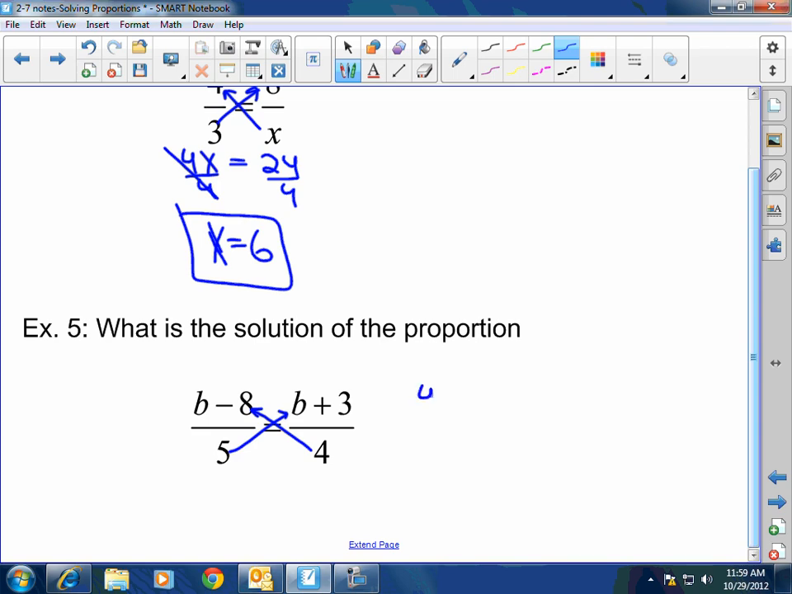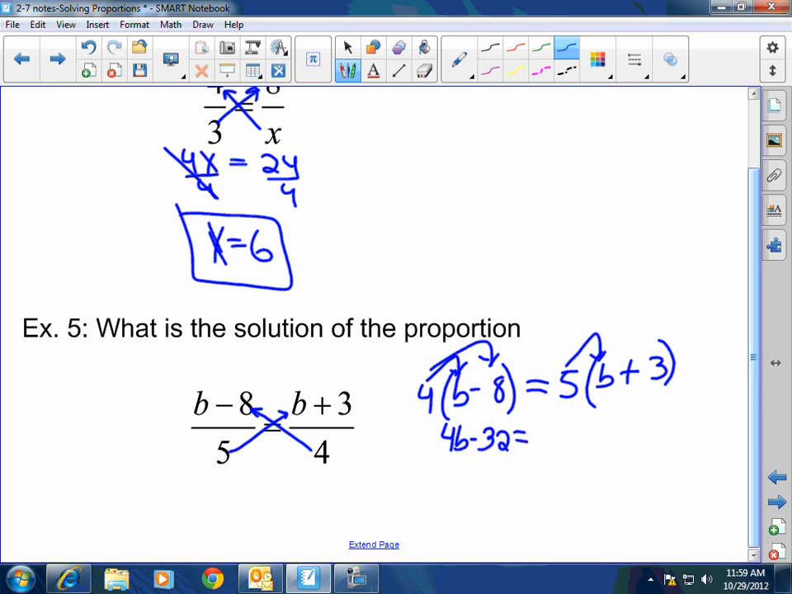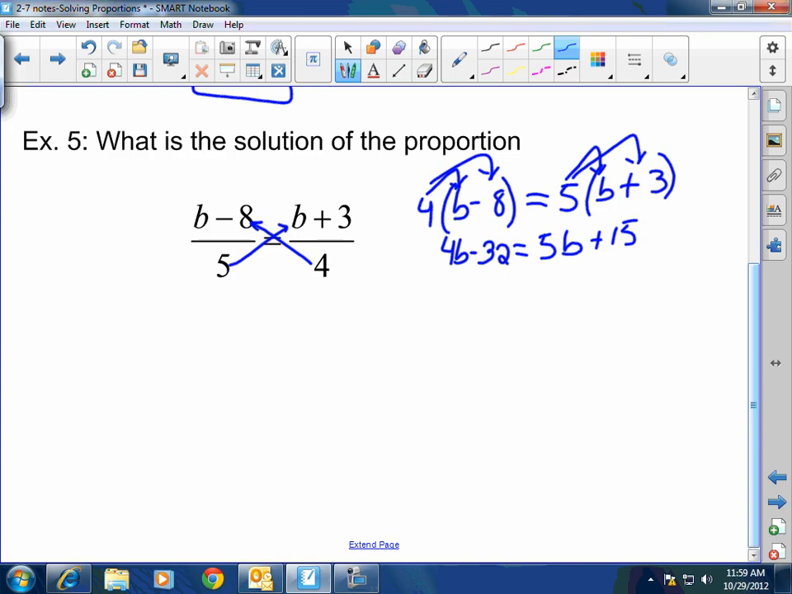So this is going to be 4 times b minus 8 equals 5 times b plus 3. Distribute. 4b minus 32 equals 5b plus, that looks like a 6, I apologize, 5b plus 15. Now it's just Mickey Mouse equation.